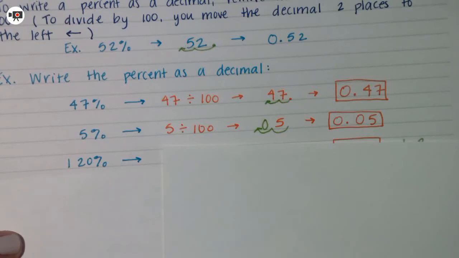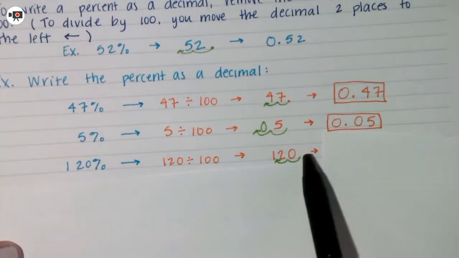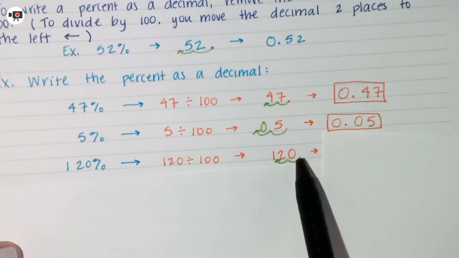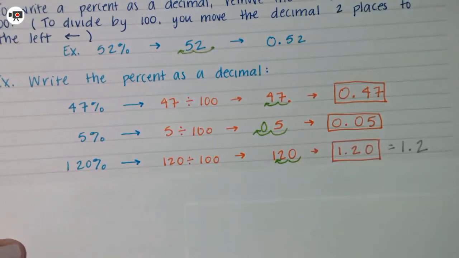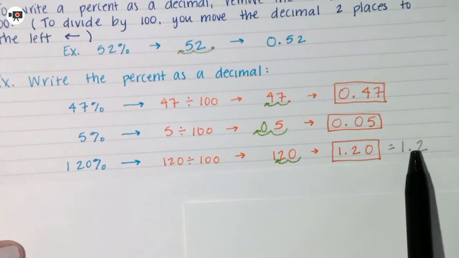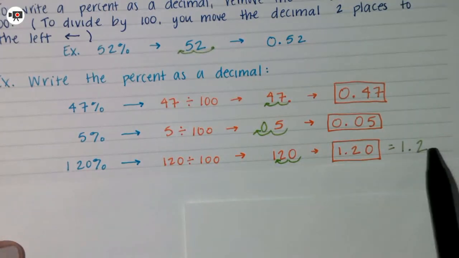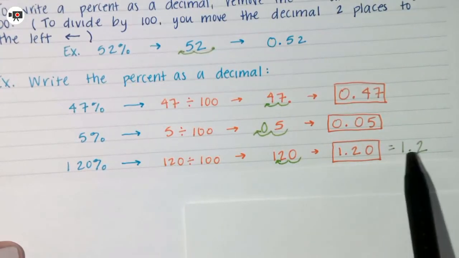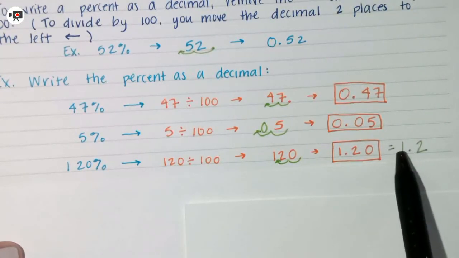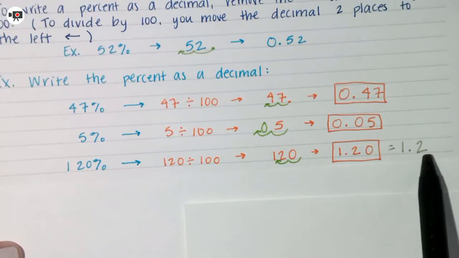Next, if I have 120%, I'm going to take 120 divided by 100, and that means I move the decimal 2 places to the left. It starts here after the 0. We move it 1, 2, so my decimal is 1.20. You could write that as 1.2, because it doesn't matter if you add a bunch of zeros after the numbers or in front of these numbers, as long as your decimal is in the right spot with the 1 and the 2, it means the same thing.